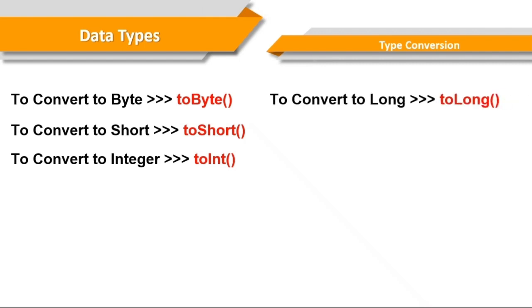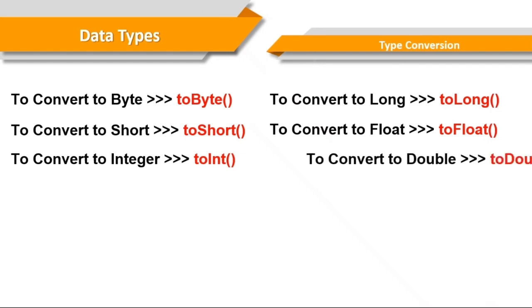So to convert any data type to the long type, the toLong method is used. And to convert any data type to the float type, the toFloat method is used. And to convert any data type to double, the toDouble method is used. Now, of course, there is another thing that you got to pay attention to.